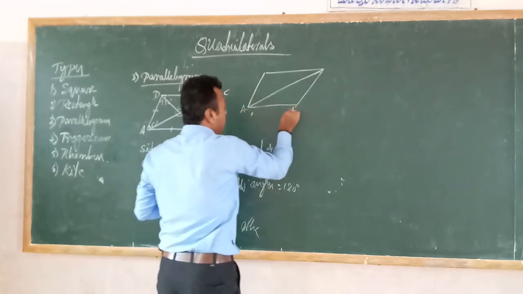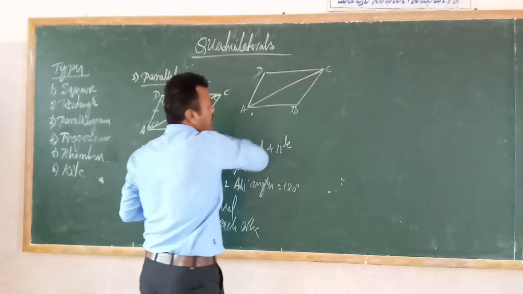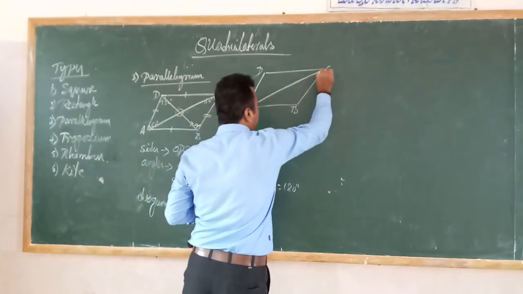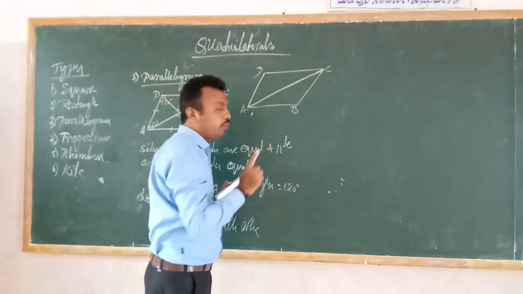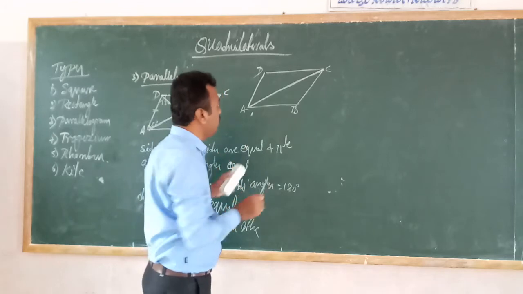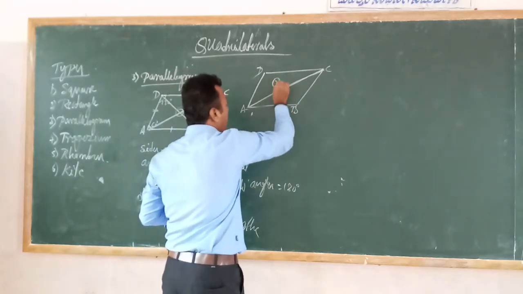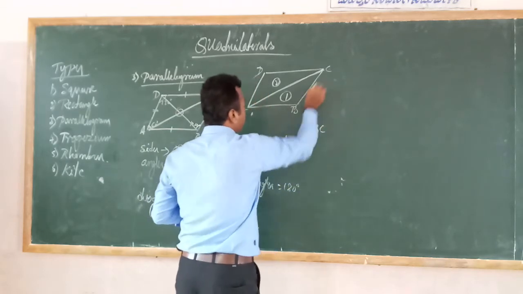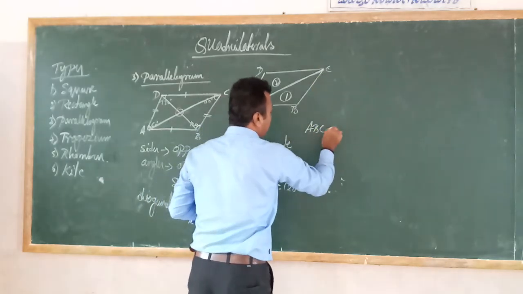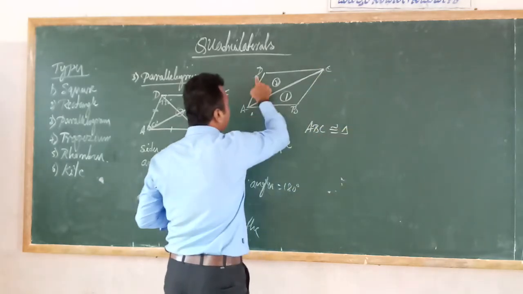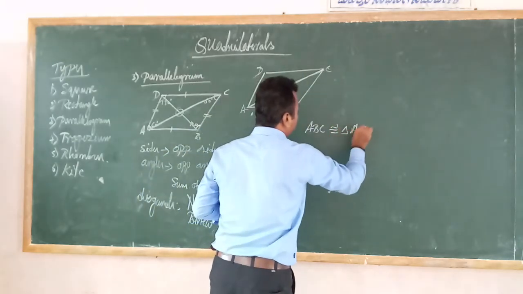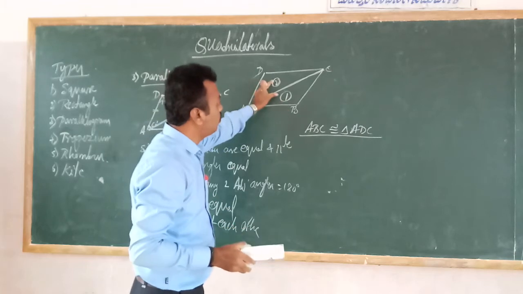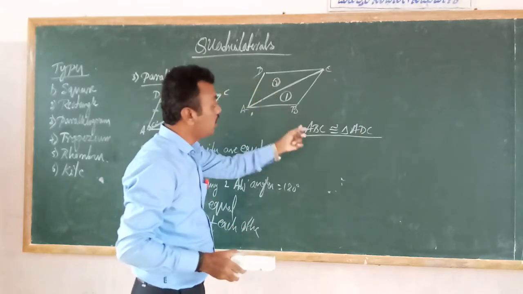See, ABCD is a parallelogram. AC is a diagonal. This diagonal divides the parallelogram into two parts, and each part becomes a triangle. These two triangles are congruent. That means triangle ABC is congruent to triangle ADC. So ABC and ADC are the two triangles, and these two triangles are congruent.